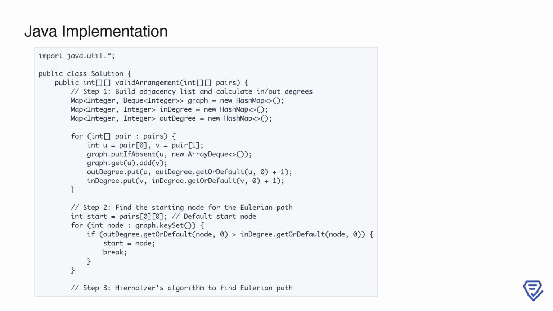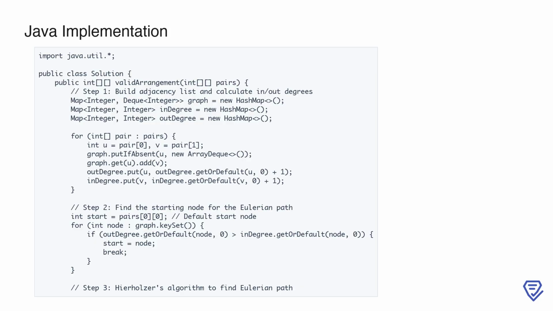To solve the valid arrangement of pairs problem, we start by building the adjacency list and calculating the in-degrees and out-degrees for each node. The adjacency list is stored as a hash map where each key represents a node, and its value is a deque containing all the nodes it points to. As we iterate through the input pairs, we add each connection to the graph. For example, if a pair is U, V, we ensure that U has an entry in the graph and append V to its list of neighbors.